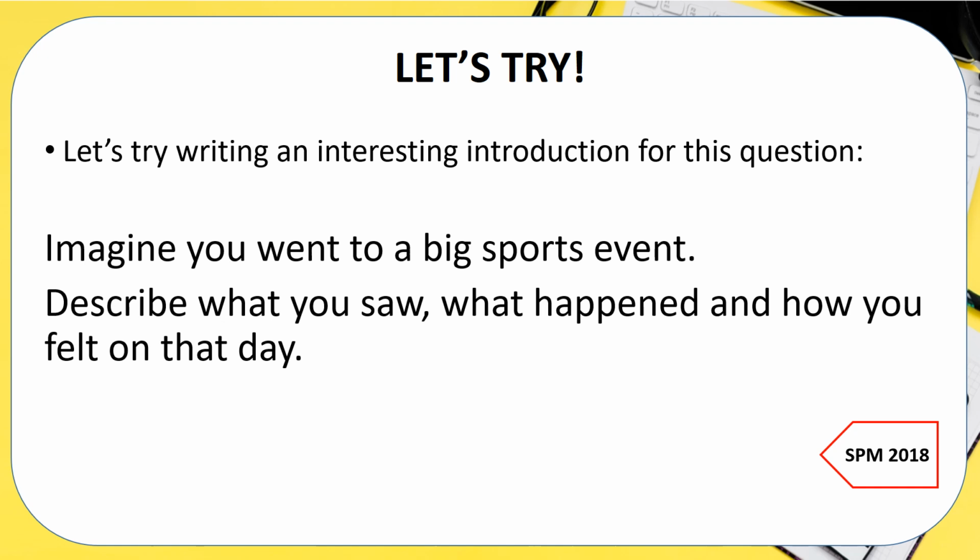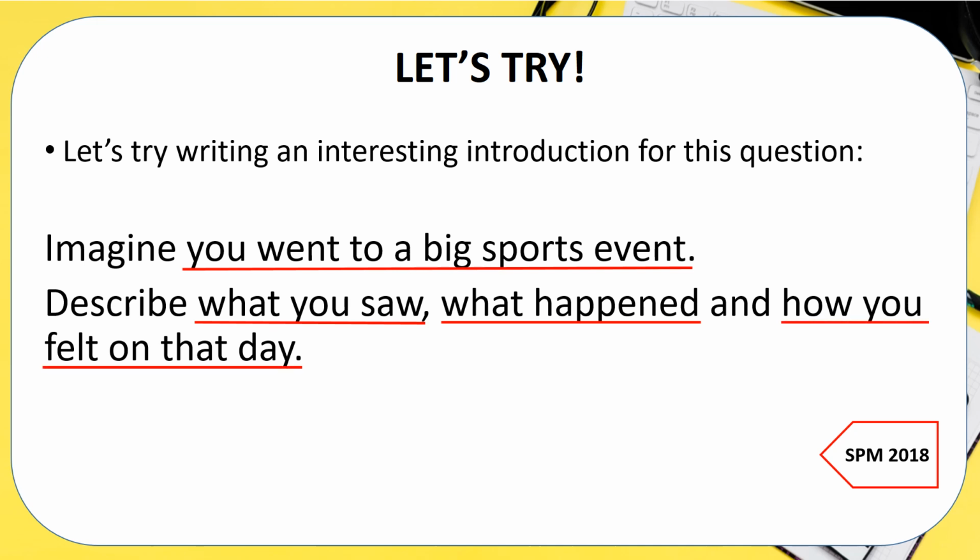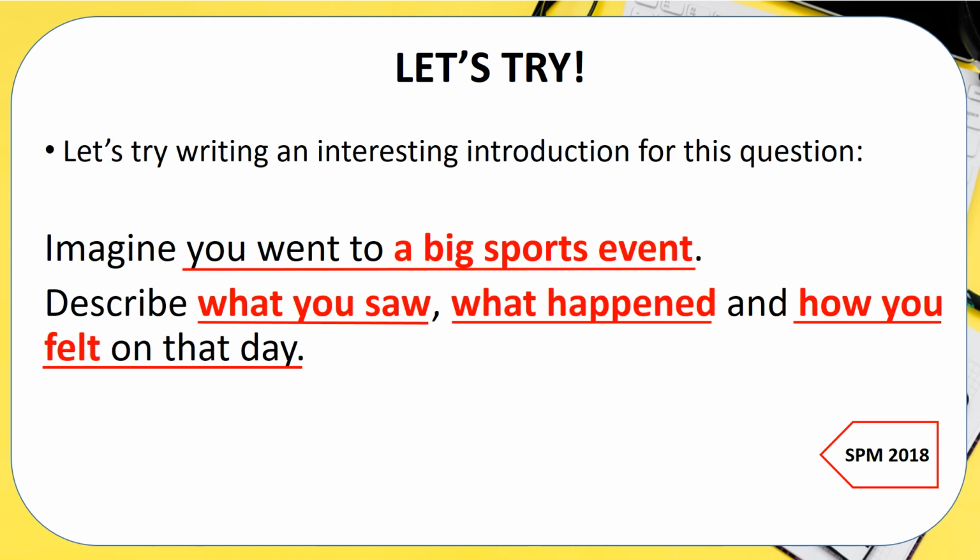So what was the first step to analyze the question? Yes, we need to identify all the important keywords and phrases. So let's see. We have: you went to a big sports event, what you saw, what happened, and how you felt that day. So these are the important phrases for this question. Now for each phrase, let's look for important keywords. So the first one, a big sports event, and then what you saw, what happened, and how you felt.